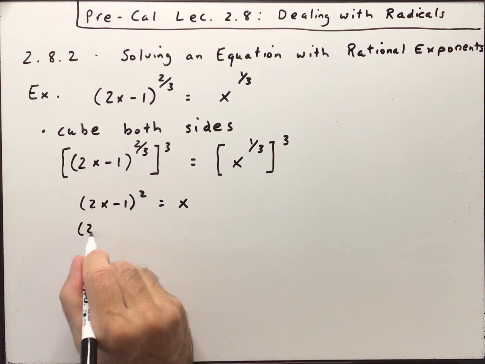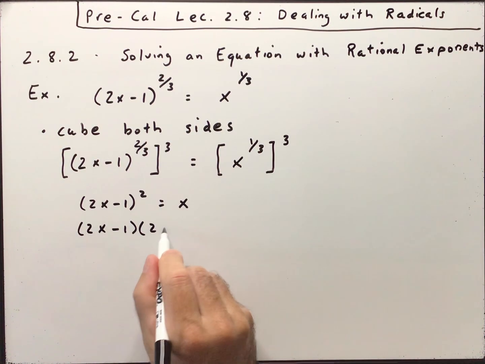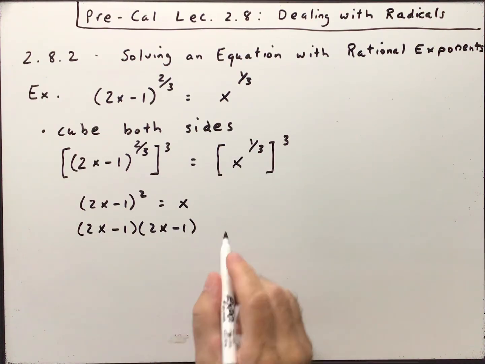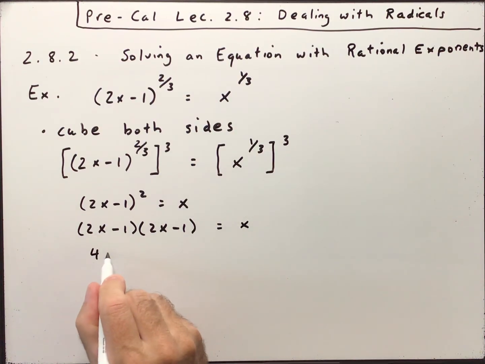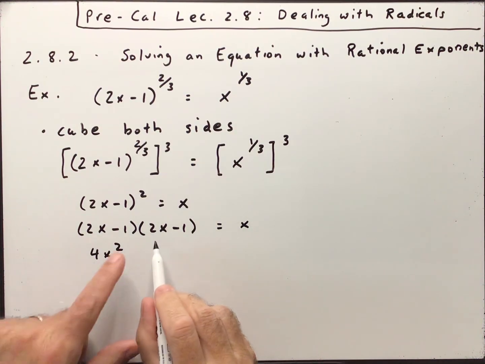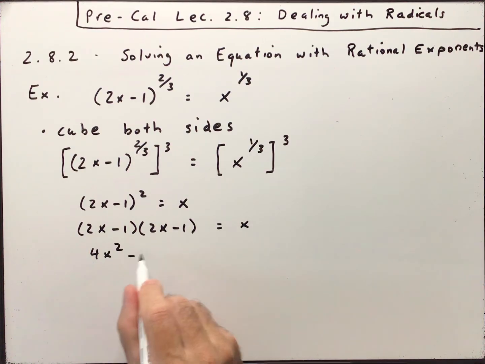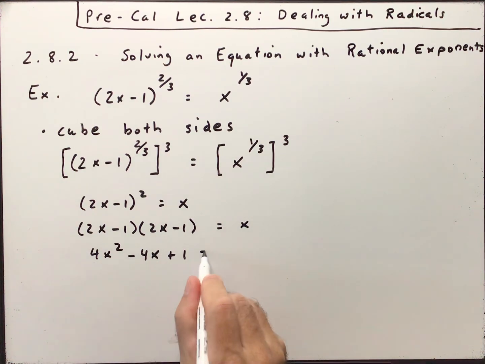Okay, let's write this out twice. We'll FOIL it out. I could also take the square root of both sides, but I think this is easier. So I've got 4x squared. I'm FOILing. Minus 2x, so minus 4x. And then -1 times -1 would be +1 equals x.